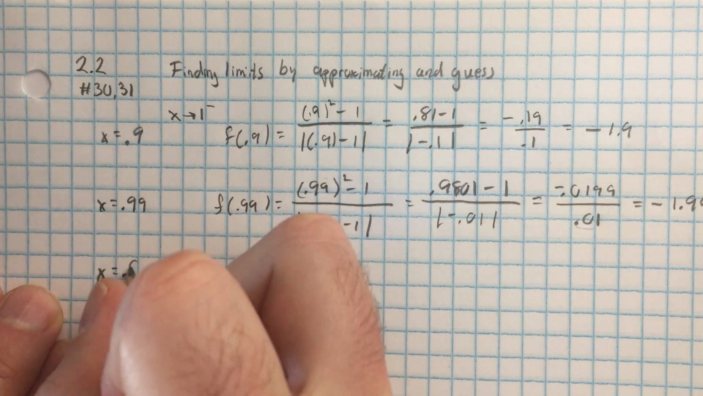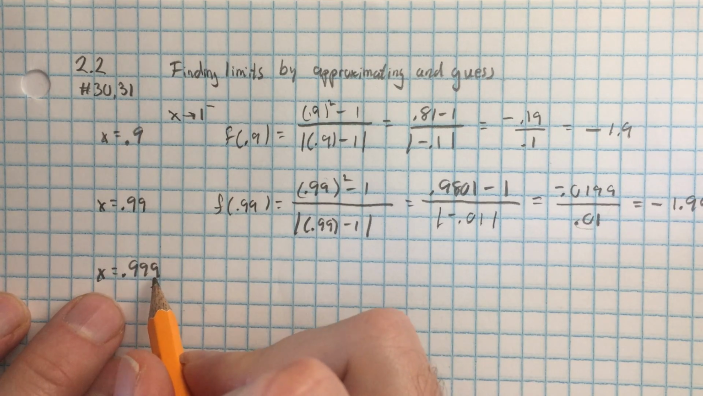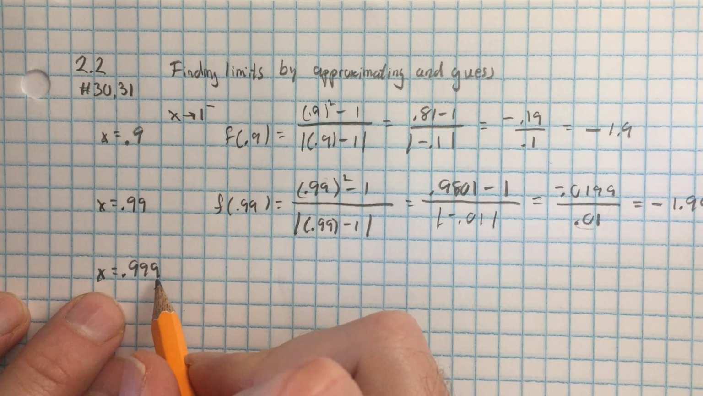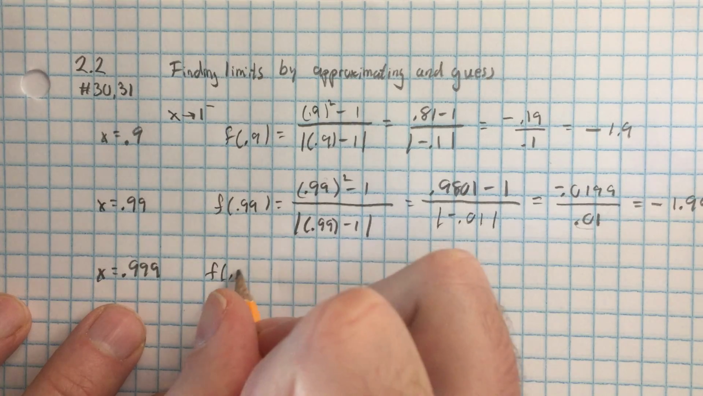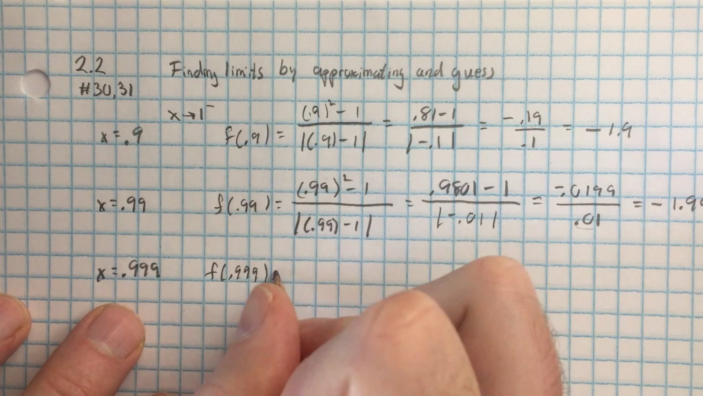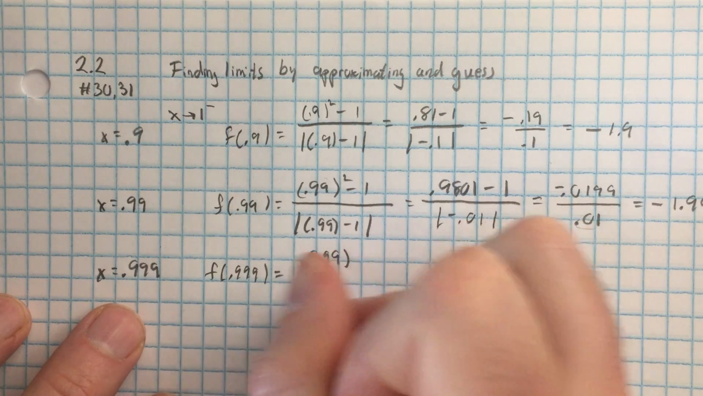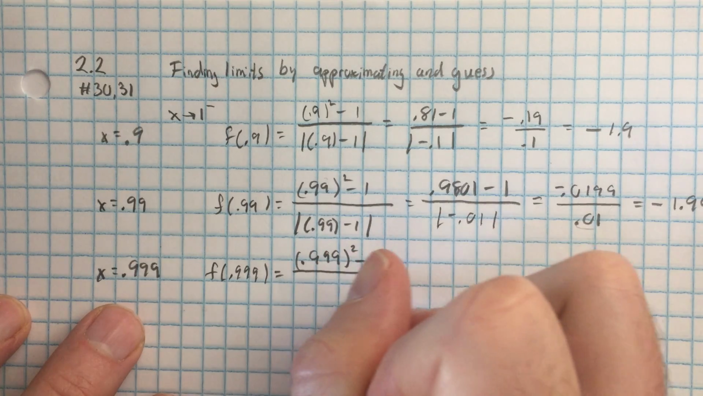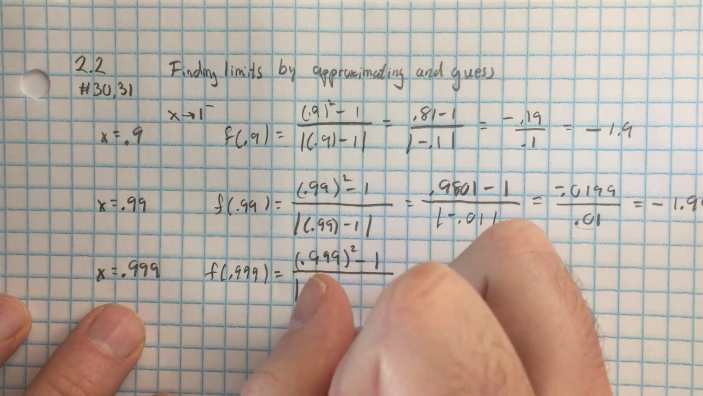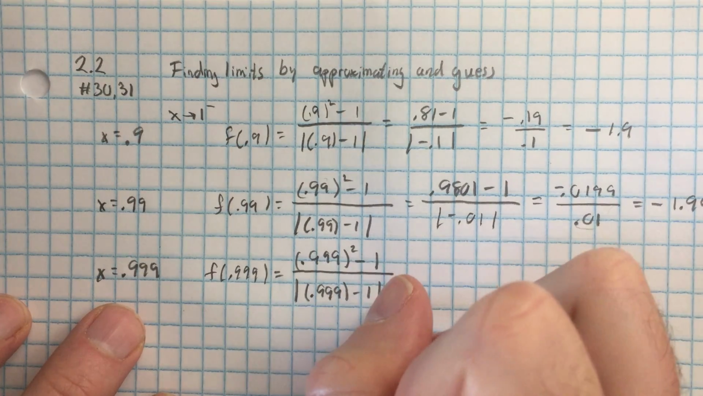X equals 0.999. We're getting that much closer to 1, right? Another decimal place of 9 here, getting us that much closer to the number 1 from the left of 1. F of 0.999 equals... Calculating is getting pretty difficult now. Certainly feel free to use a calculator on these problems. If you're that kind of person, I'm going to try to work through it without here and see what happens.